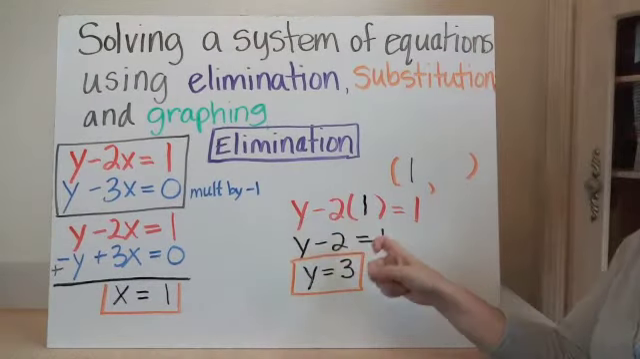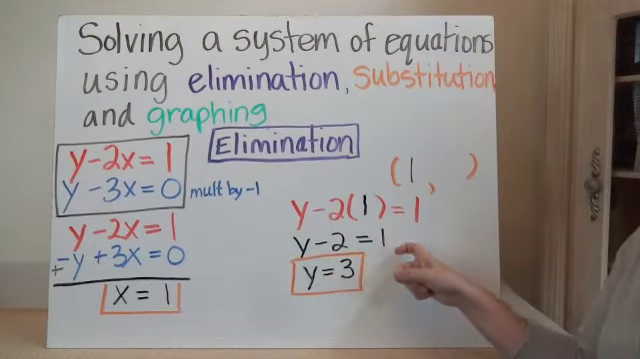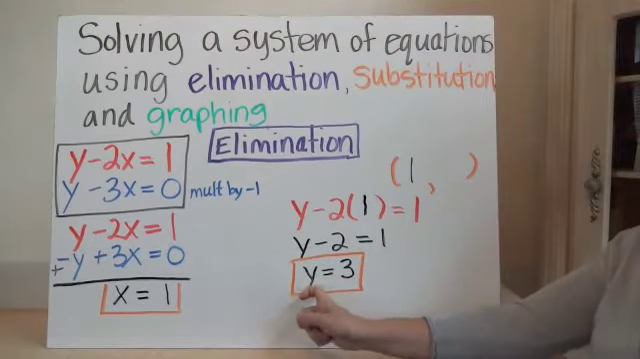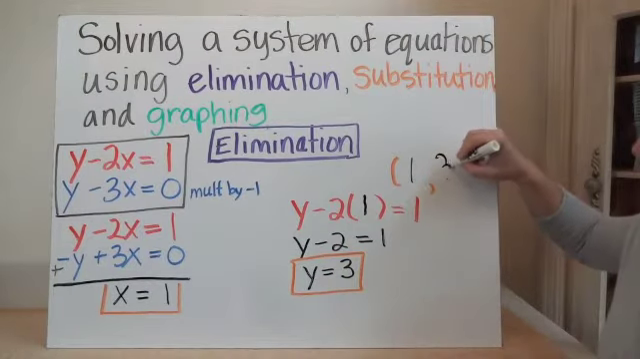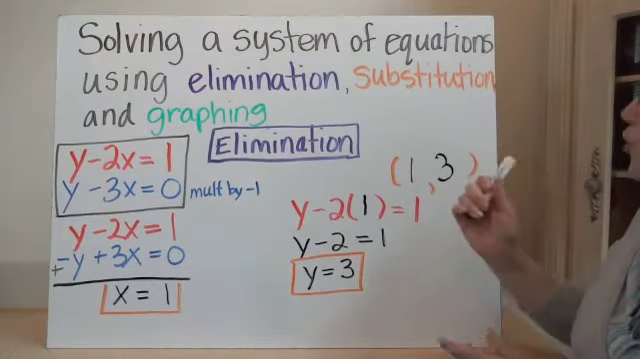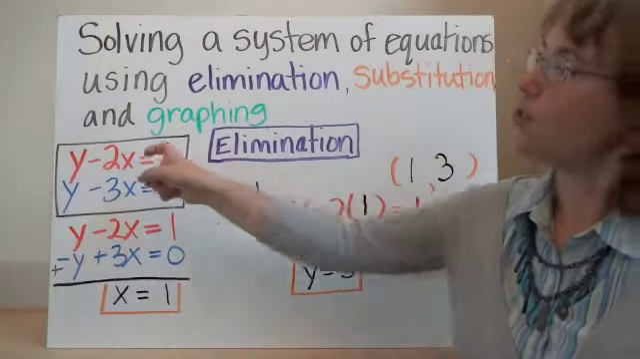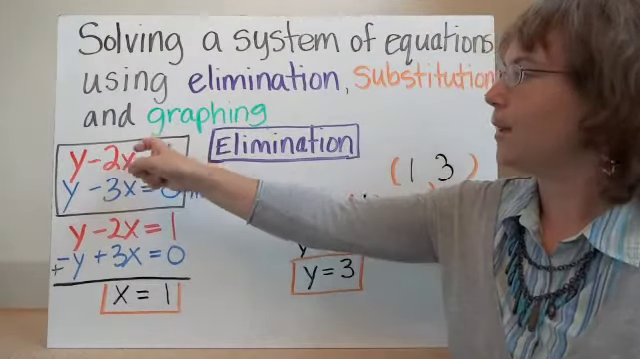So y minus 2 times 1, which is just y minus 2, equals 1. Adding a 2 to both sides, I have y equals 3. So my y coordinate is 3. This is where those two lines intersect. This is the solution to both of those equations.